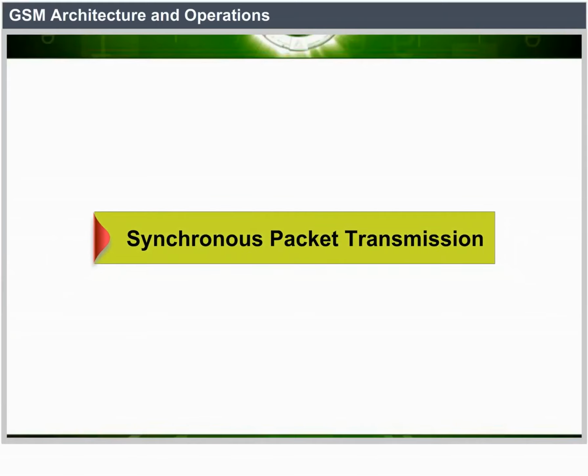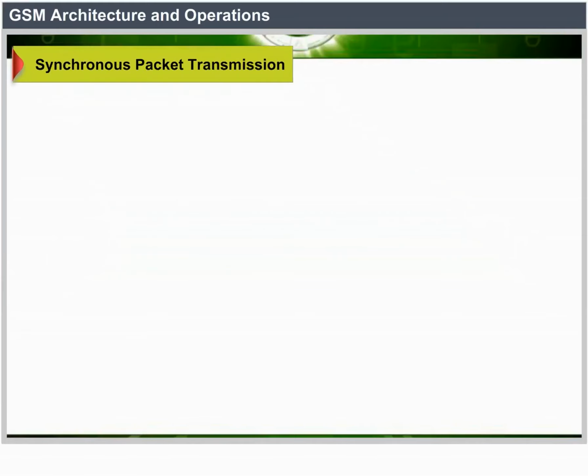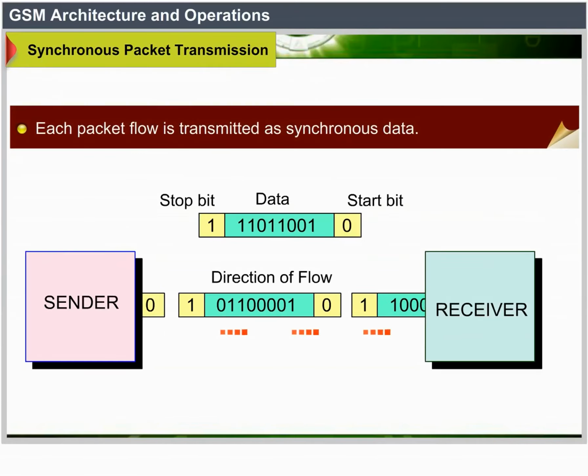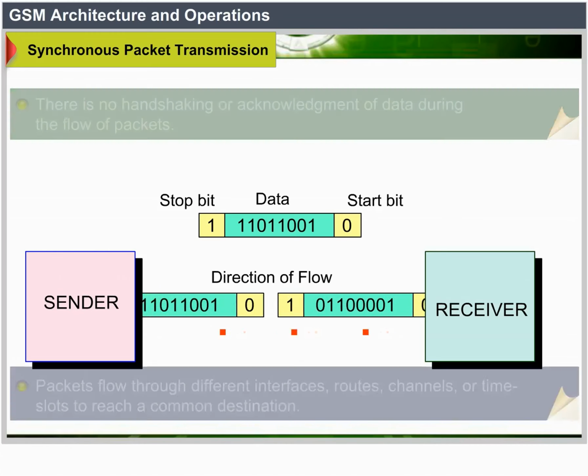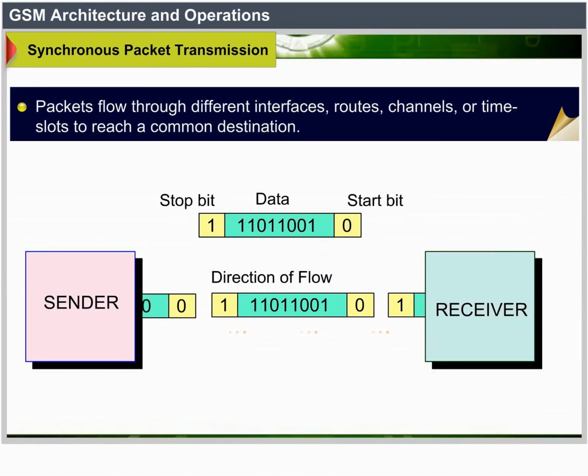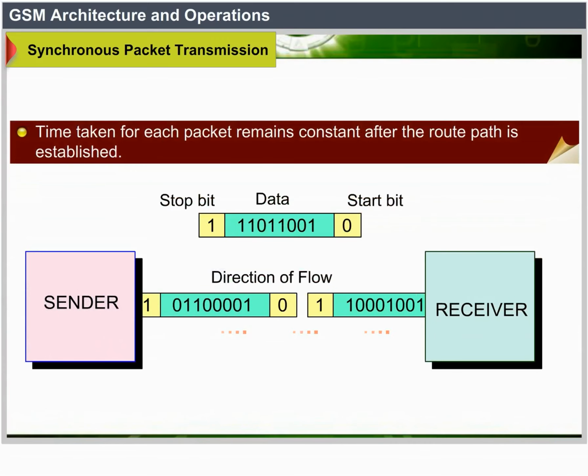Synchronous packet transmission. Each packet flow is transmitted as synchronous data. There is no handshaking or acknowledgement of data during the flow of packets. Packets flow through different interfaces, routes, channels, or time slots to reach a common destination. Time taken for each packet remains constant after the route path is established.